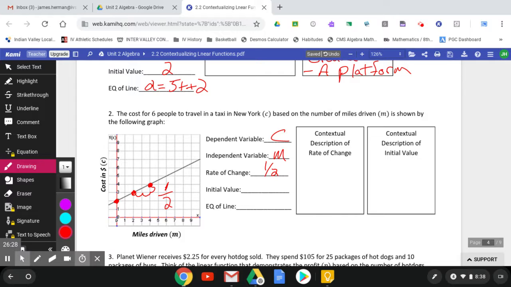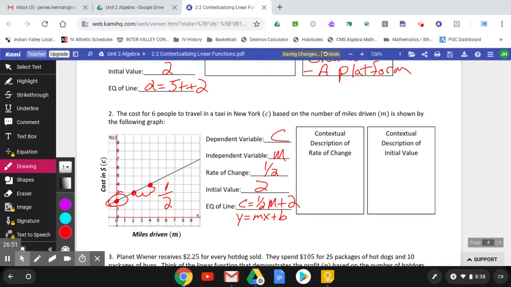Okay, what's my initial value? How did you do that? It's on the graph right there. My initial value is my y-intercept, right? So now, can I make the equation of the line pretty easily? C equals 1/2 m plus 2. I just put it in the form y equals mx plus b.